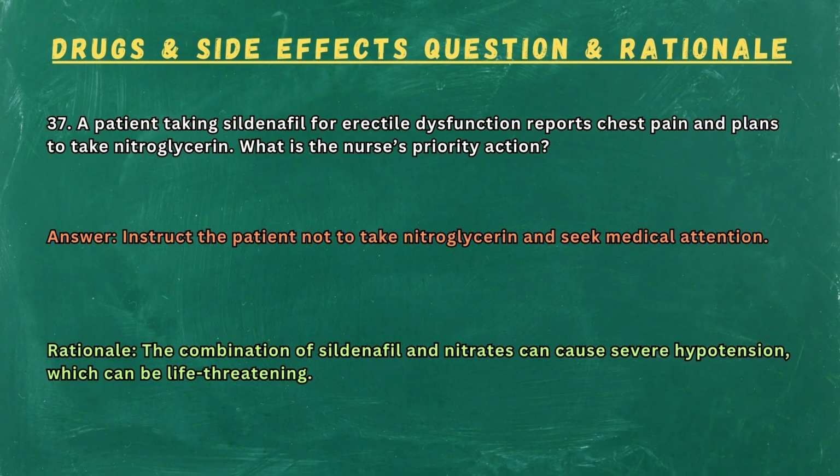37. A patient taking sildenafil for erectile dysfunction reports chest pain and plans to take nitroglycerin. What is the nurse's priority action? Answer: instruct the patient not to take nitroglycerin and seek medical attention. Rationale: the combination of sildenafil and nitrates can cause severe hypotension, which can be life-threatening.